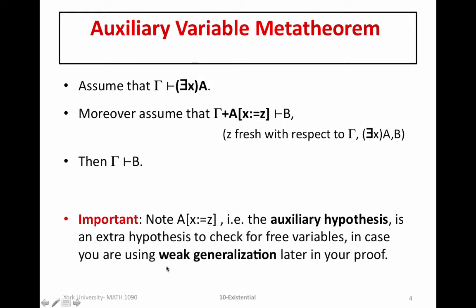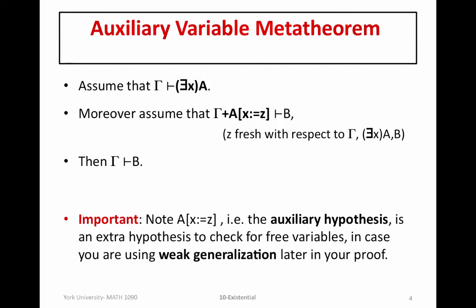In particular, if we want to use weak generalization, remember that we can only apply weak generalization and add the quantifier with a variable that doesn't occur free in any of our hypotheses. So for example, if we use this auxiliary hypothesis in our proof somewhere, we're not going to be able to quantify over z, for example, because z occurs free in this hypothesis. Okay, so we have to be a little bit careful if we want to apply weak generalization in an auxiliary variable metatheorem proof.